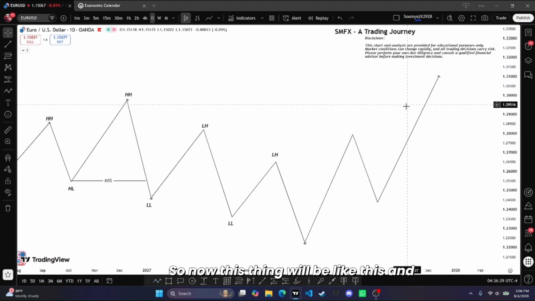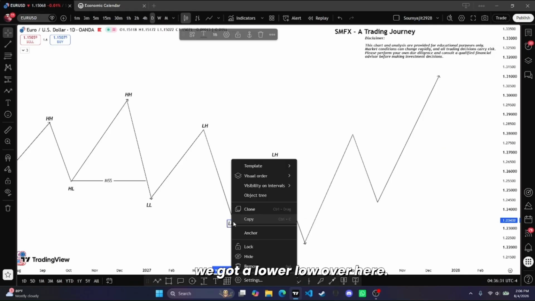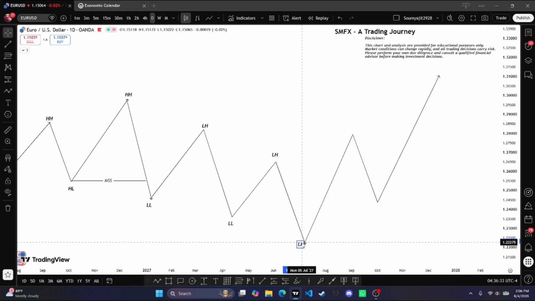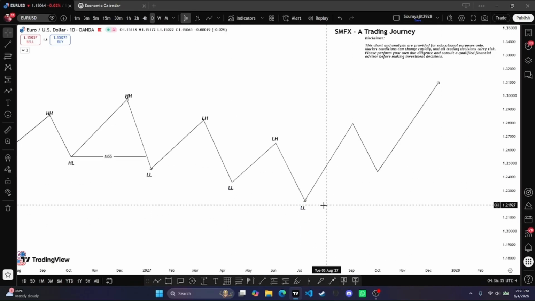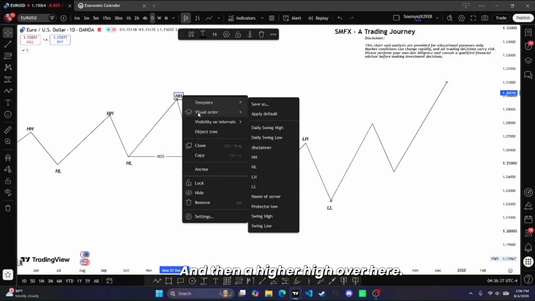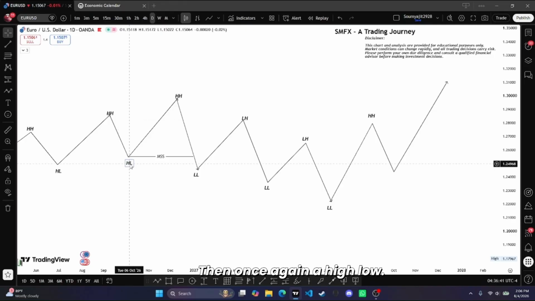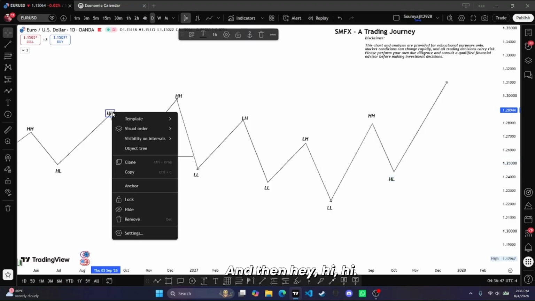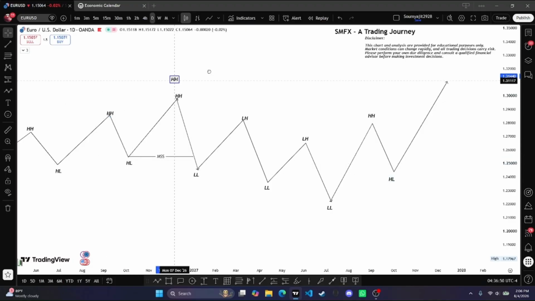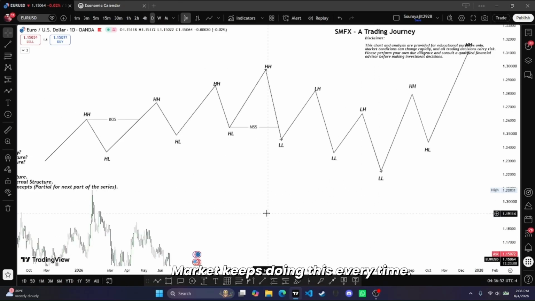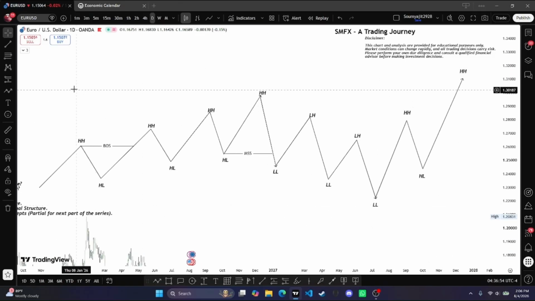So now this thing will be like this, and we got a lower low over here, and then a higher high over here, then once again a higher low, and then a higher high. Market keeps doing this every time.